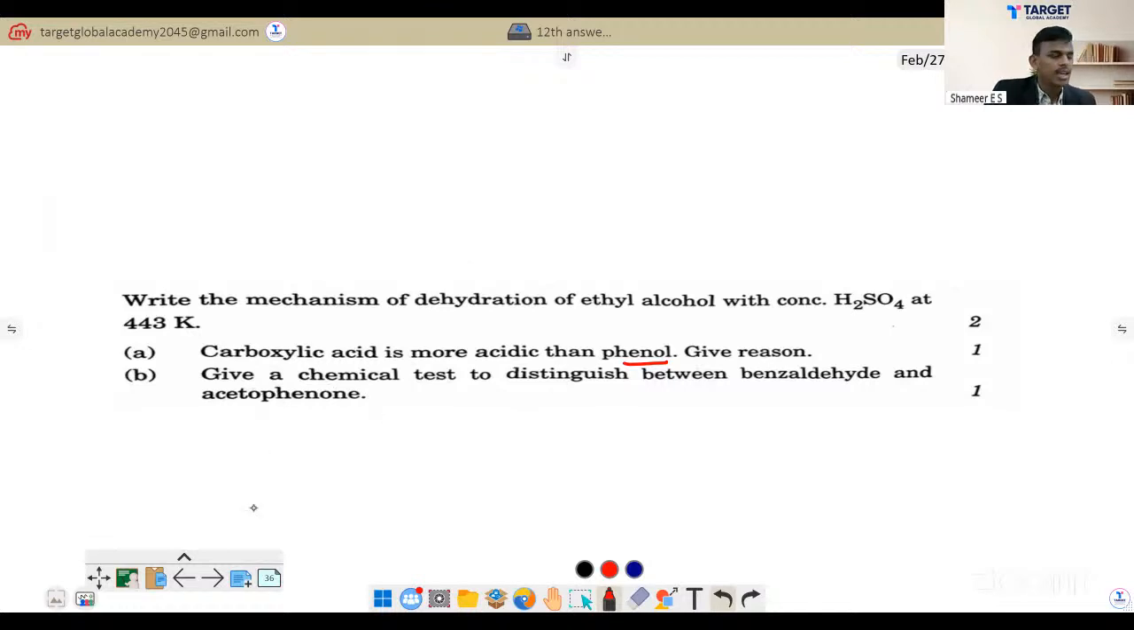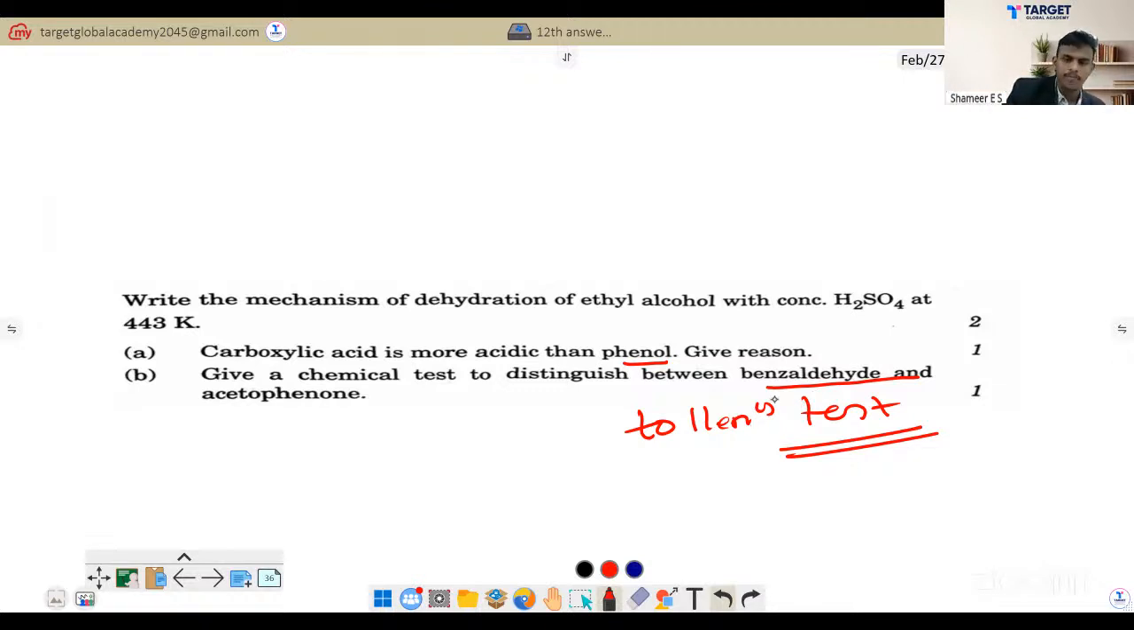Give a chemical test to distinguish benzaldehyde and acetophenone. You can use Tollens reagent, Tollens test, or Fehling's test. Sorry, Fehling's test we cannot use, only Tollens reagent. So Tollens test. Next.